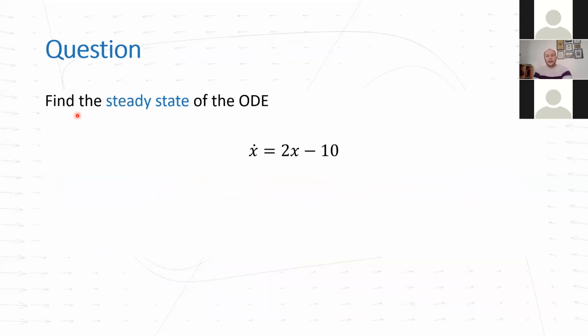can anyone tell me where the steady state of this ODE would be? You might want to use a pen and paper, but just shout out the answer. X equals 5?